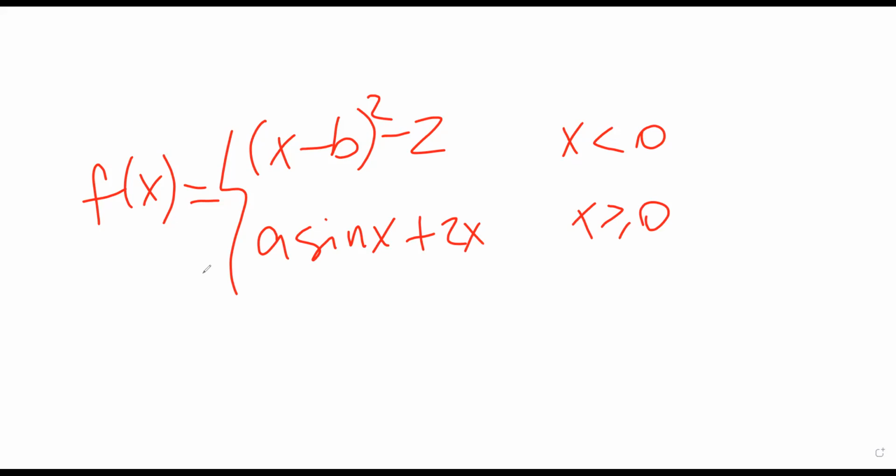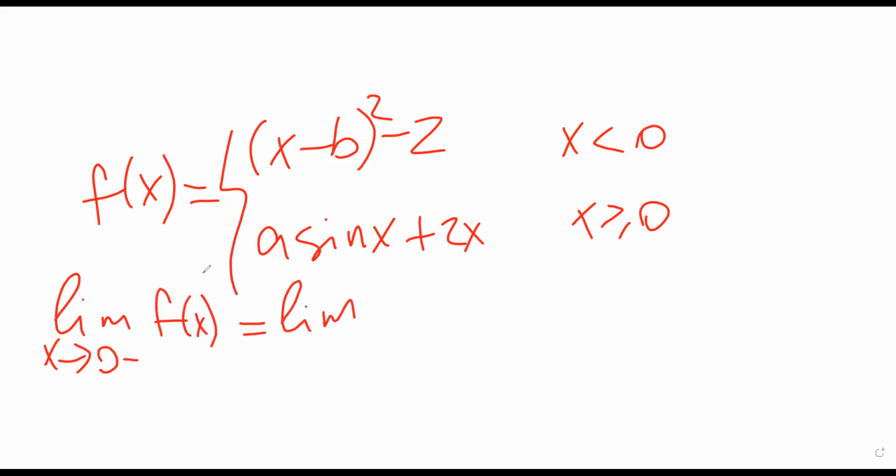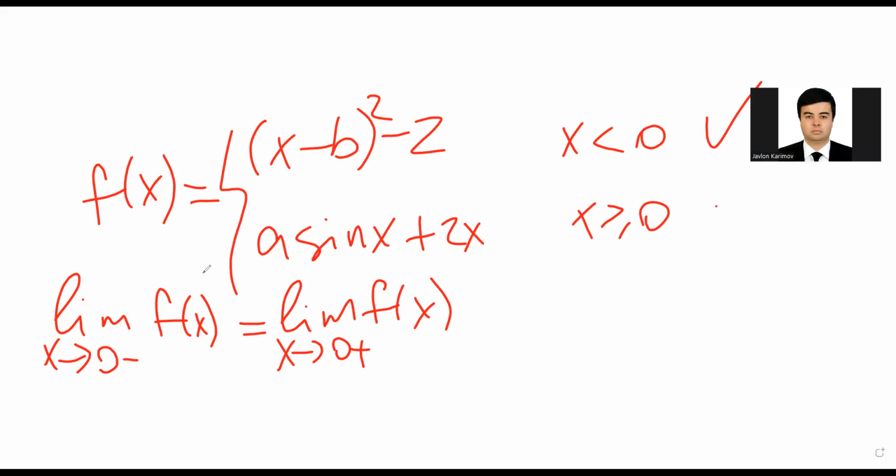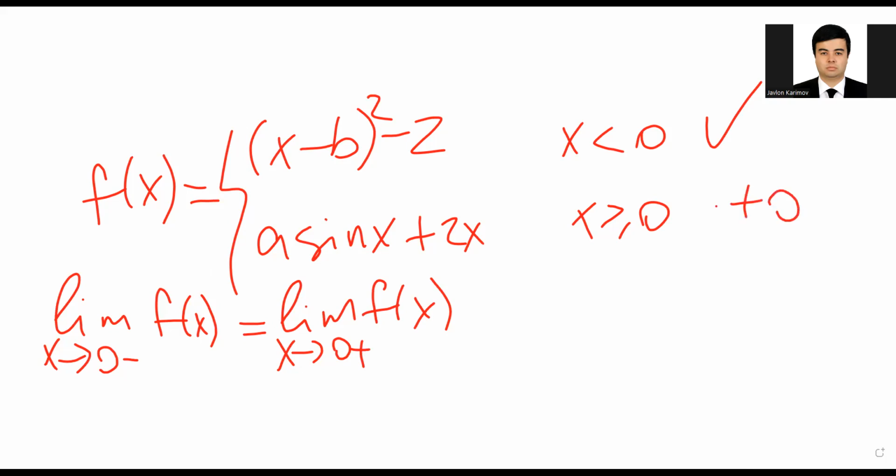First of all, let's start with continuity. It is continuous if the right side limit equals the left side limit, yes? So in this case, 0 minus should be equal to 0 plus. What does 0 minus and 0 plus mean here? For 0 minus we consider the first one, and for 0 plus, the second one.